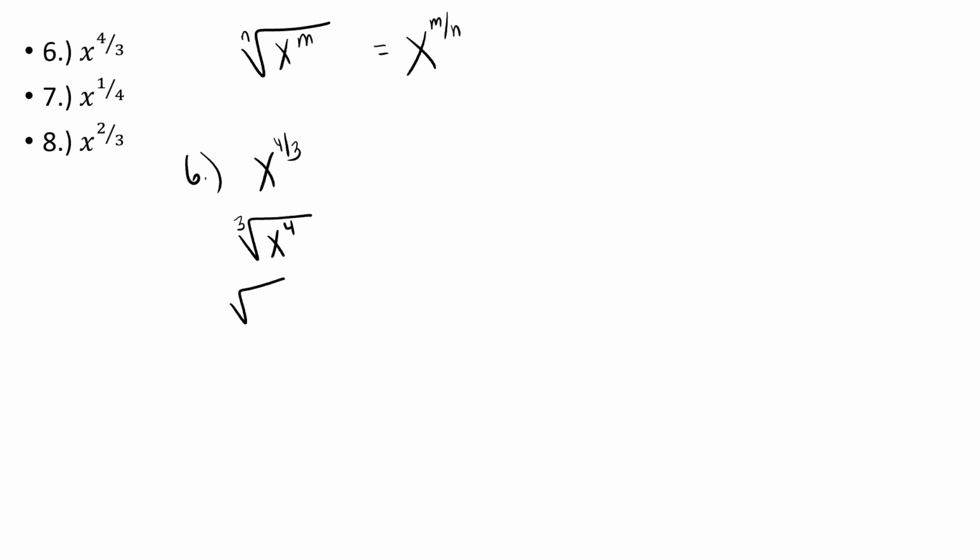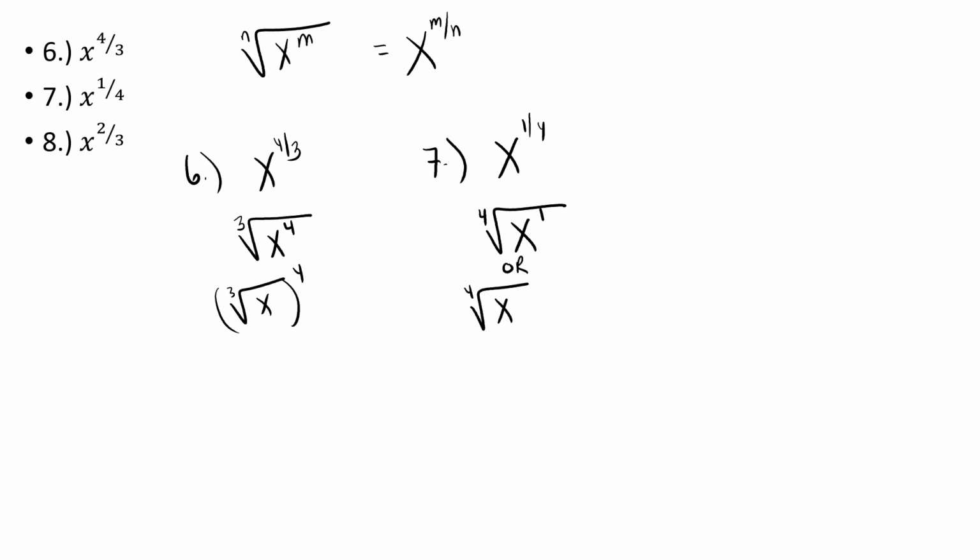Or you could write it as the cube root of x to the 4th, whichever one you like. I usually go with the first one. I don't typically move the exponent outside the radical unless I have some reason for why I want to do that, but it's completely up to you. Now we have x to the 1/4. So the denominator is going to be the index, and then the numerator is the exponent. And typically we would not write x to the 1st power. We would just simply say the 4th root of x, though you can put the 1 there. Not wrong to do it.